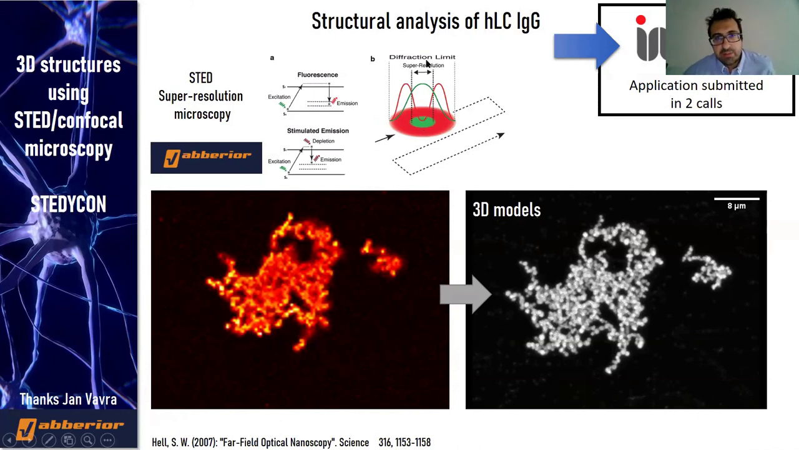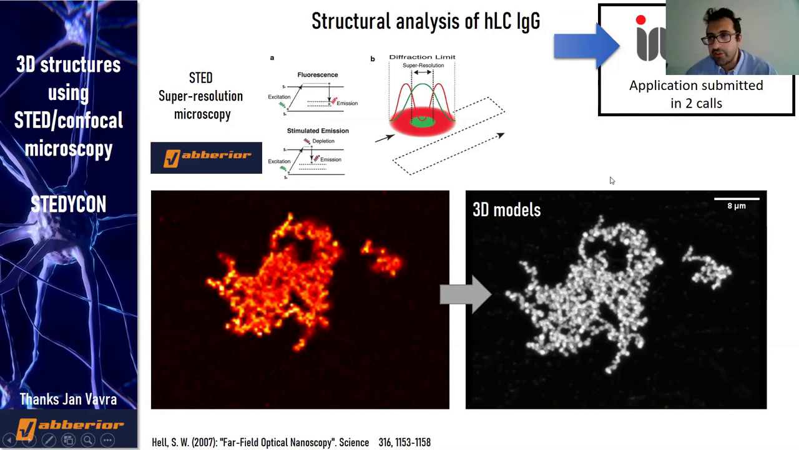So what does it mean? Instead of the typical 200 nanometer diffraction limit, now you can see structures below 50 nanometers, and by applying this combination of STED and confocal, we were able to detect and visualize these aggregates under very mild conditions without mechanical stress. From the stacking of the Z-stack of the microscope slides, we are able to obtain 3D models. And what you can see here is that there are individual substructures, nuclei, that form these long fibrils. Of course, this is still limited in resolution.